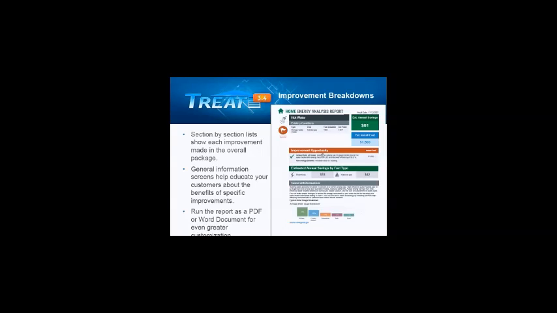Depending on what improvements you make, you can describe those improvements right here in Treat. You can add some non-energy health and safety benefits if they exist. You note the costs. Treat analyzes the savings, and then you are able to report that to your customer. There are also some great general information sections that just help educate your customer about the specific benefits of each improvement. Again, these reports can be run as PDF or Word, so you can take some or all of this report and customize it as much as you like.